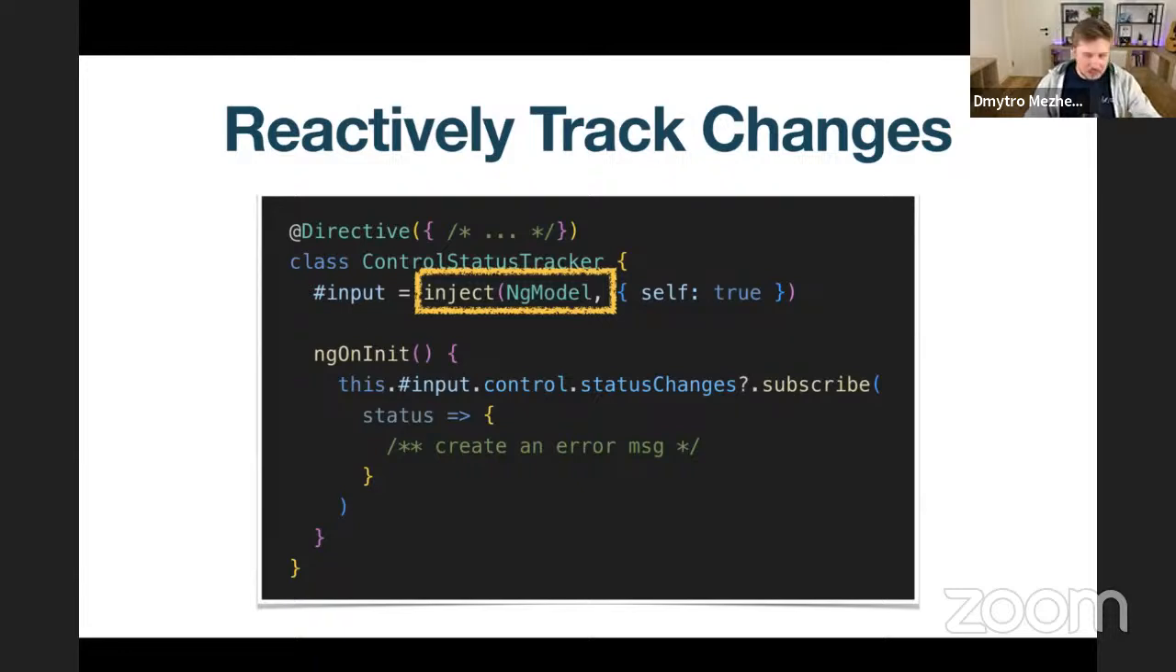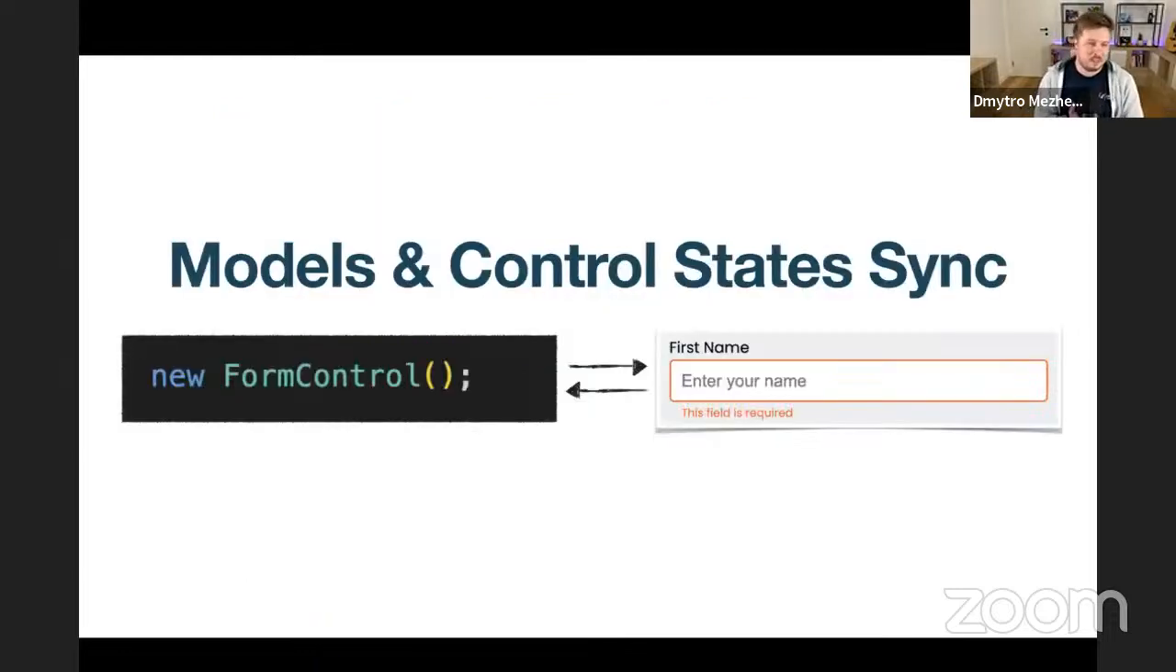And now let's move forward and talk a little bit about the state synchronization, because our model has to be always in sync with the native control. So if the user types a new value into the input, our model has to be updated. If we programmatically update our model from the code, the native control has to be updated accordingly, right? And reflect the current value or current state, like disabled, enabled, and so on.